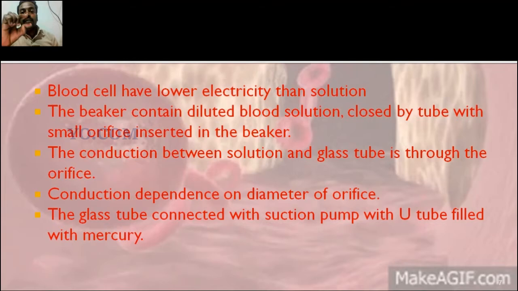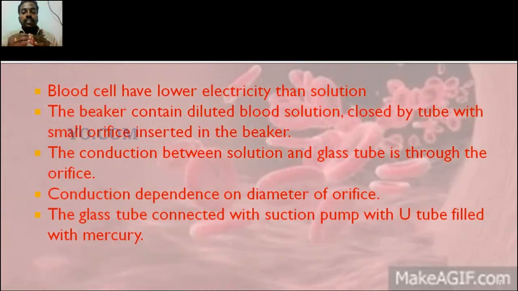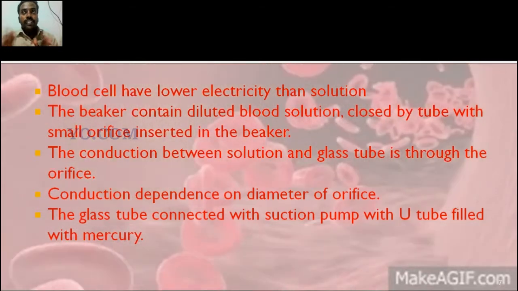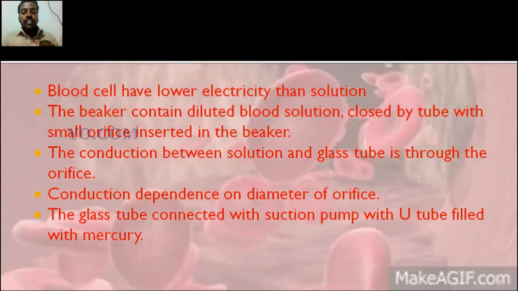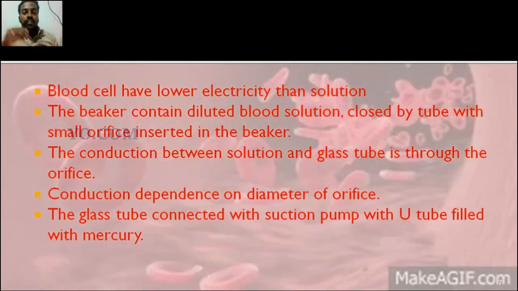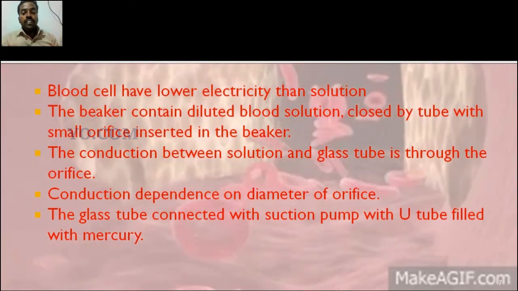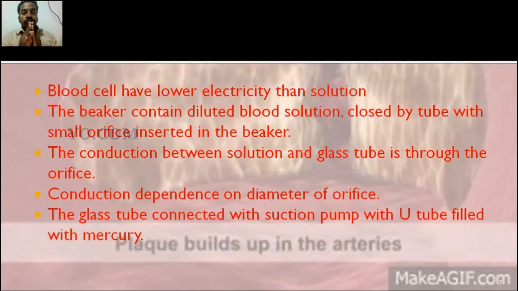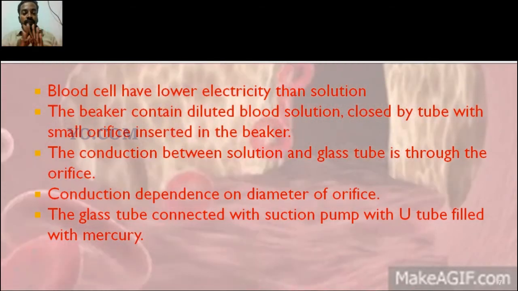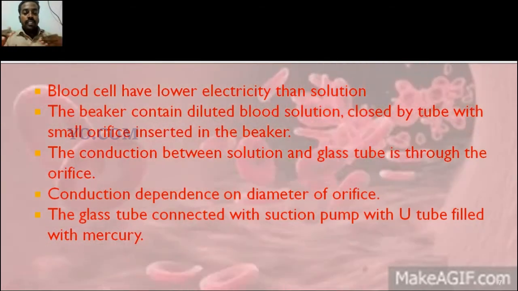If the diameter of the orifice is larger, then a large amount of current flows. Some electrons are flowing. If it is very small, only a small amount of electrons flow. That is the conductivity; it depends on the orifice diameter.